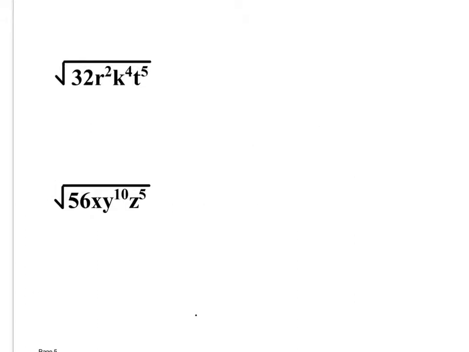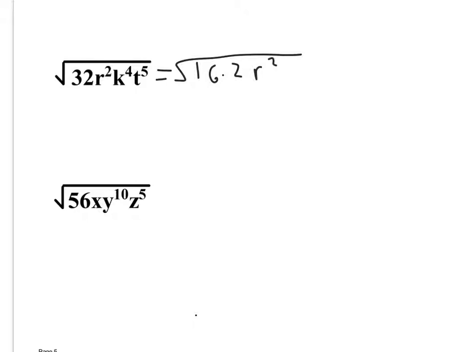So, square root of 32 r squared k to the fourth t to the fifth. Alright, so I go through and I figure out what I could break up all this into. What could I break 32 into? 8 and 4, or I would do 16 and 2. Okay, because 8's not a square. 4 is, but 8's not a square. But 16 is a square, and that's going to give me more to work with.